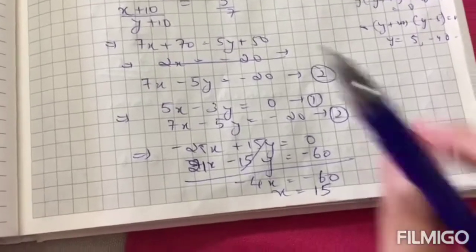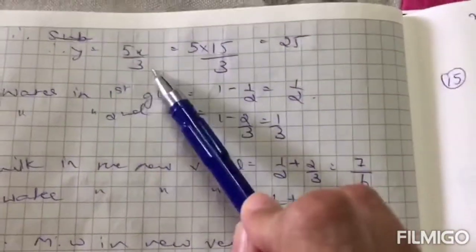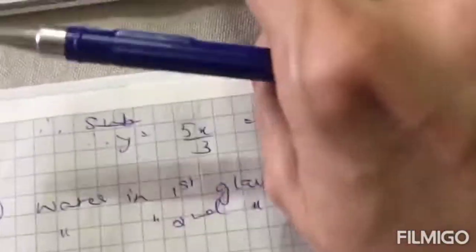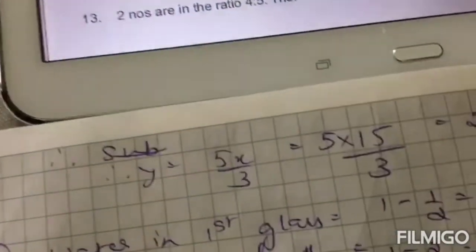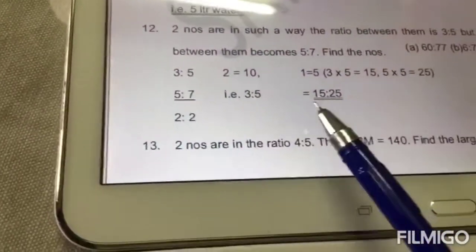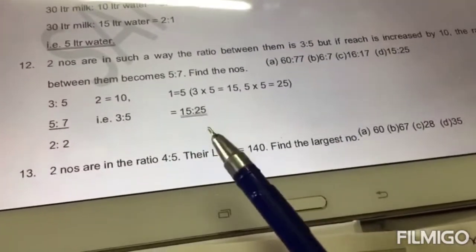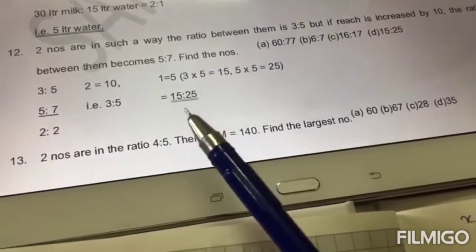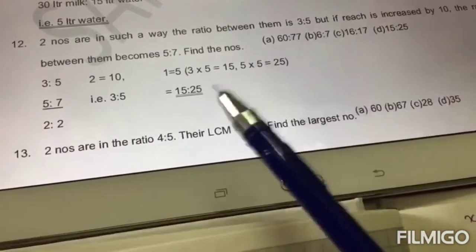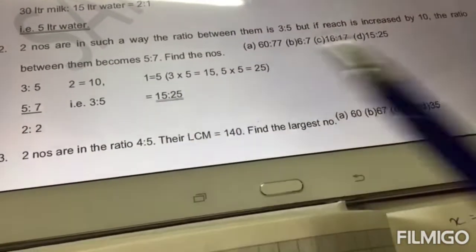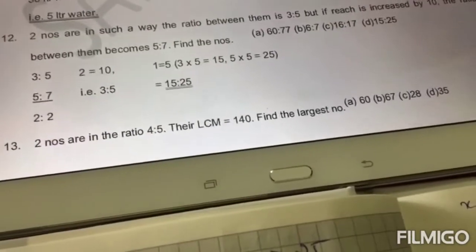Therefore, x is equal to 15, and when you substitute in the first equation, you will get y as 25. Is it correct? It is correct. So let us check if our answers are right. In the exam you will not know whether this is the right answer, right? So 15 divided by 25, how much is it? It is 3 by 5. So this is correct. So this is the right answer.